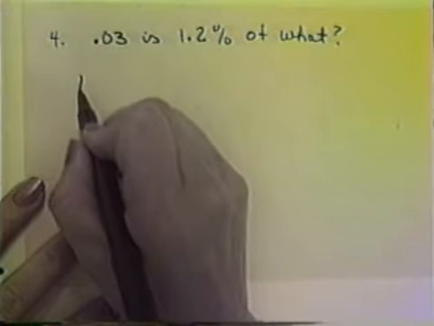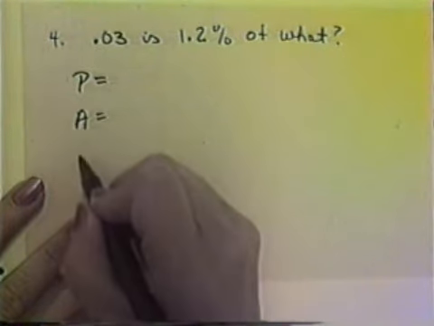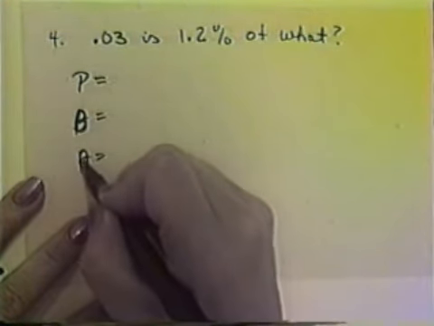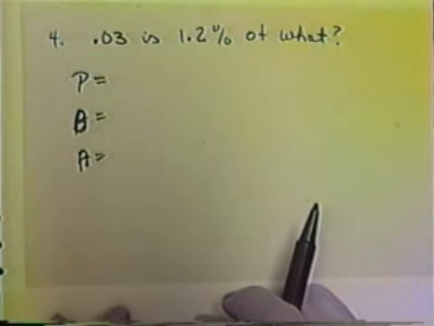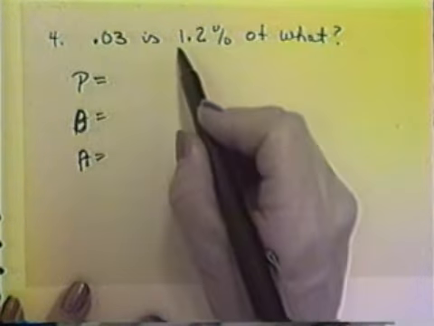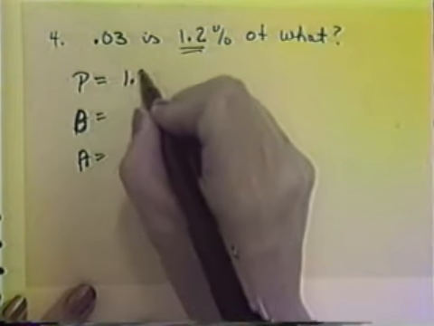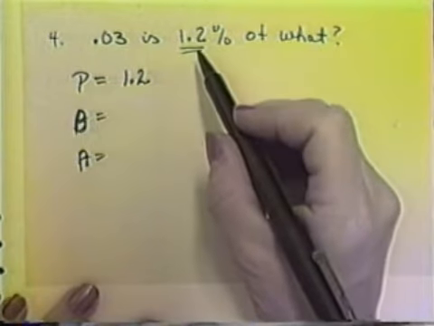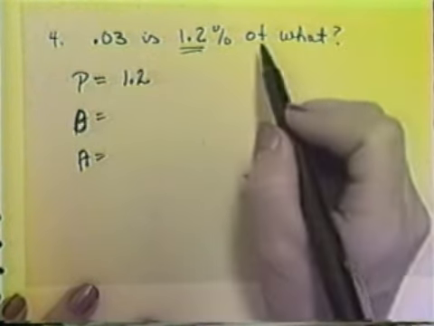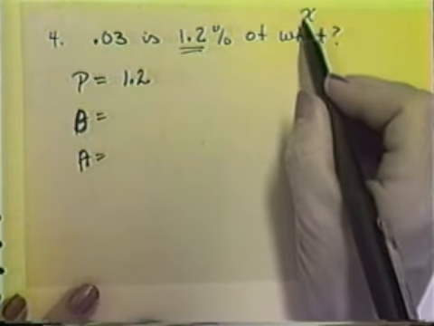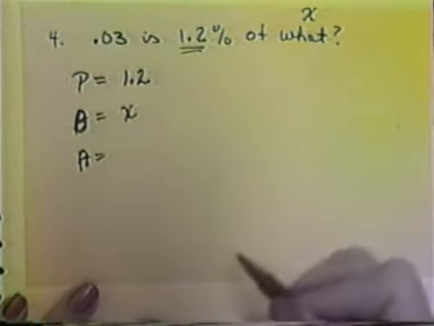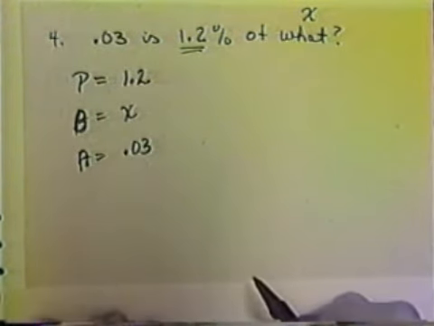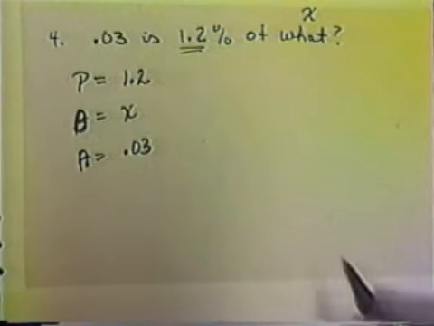We want to identify the percent, the base, and the amount. We usually do the base first because it's easier to identify. The percent is, again, obvious: 1.2. We use that value, 1.2. The base is what we're taking the percent of. We're taking 1.2% of what? So that means our base must be our unknown x. And that leaves us 0.03 as our amount.